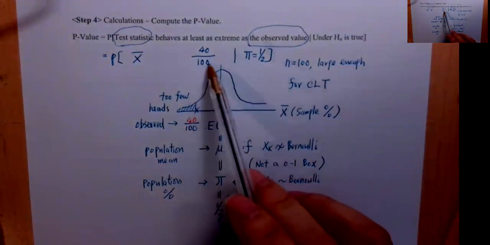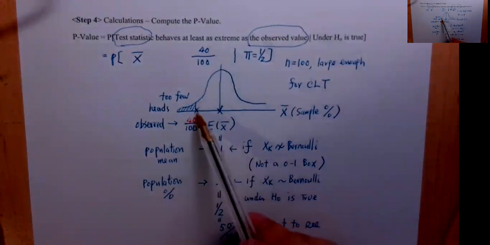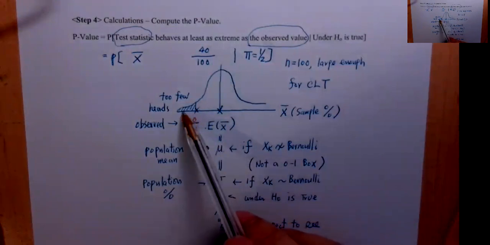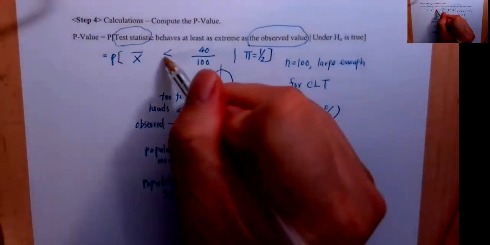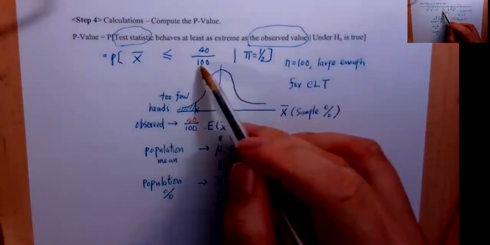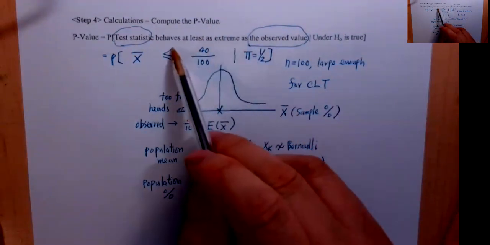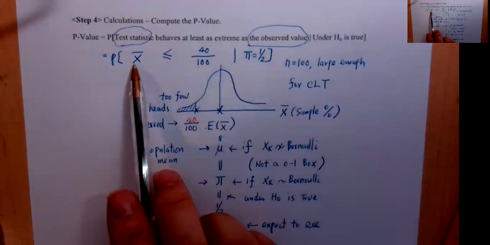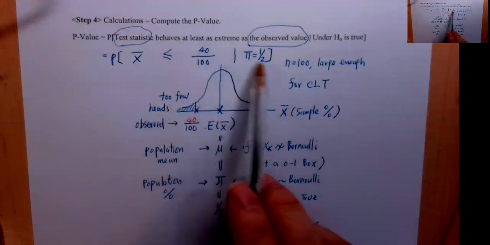Now, you only see 40. Under H0, what you observe should be close to what you expect. If it isn't close to what you expect, and deviates further from your expectation, that's called extreme. So in this case, X bar less than or equal to what? 40 over 100. At least means equal. More extreme means less. So that's why I can write X bar less than or equal to 40 over 100, given this is a fair coin.